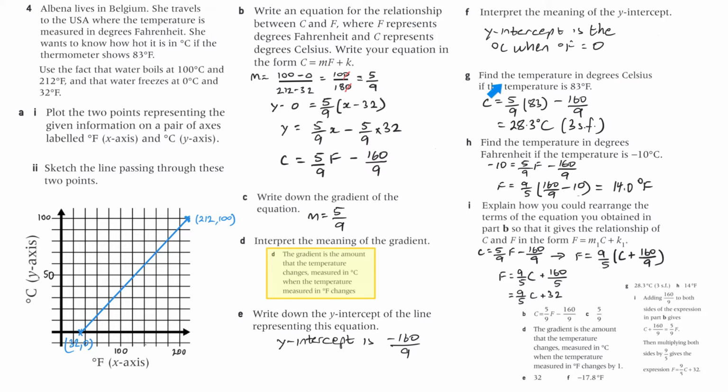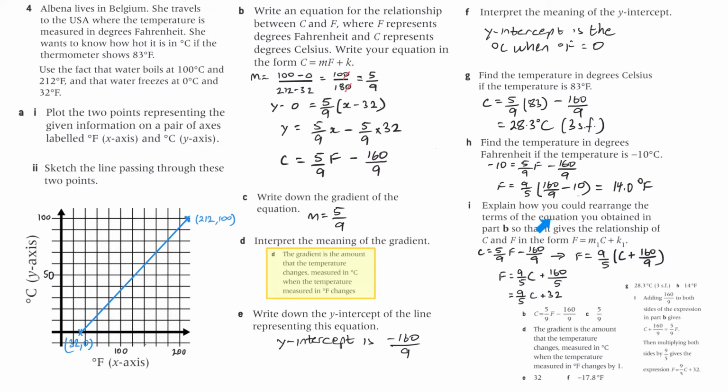G. Find the temperature in degrees Celsius if the temperature is 83 degrees Fahrenheit. Well, we just use our formula and put 83 in for F. So we've got 5 on 9 times 83 minus 160 on 9, and we get 28.3 C to 3 significant figures. H. Find the temperature in degrees Fahrenheit if the temperature is minus 10 degrees C. Well, we just do the same. We've got minus 10 equals 5 on 9 times F minus 160 on 9. Make F the subject. That's 9 on 5 times 160 on 9 minus 10, and that's 14 degrees Fahrenheit.